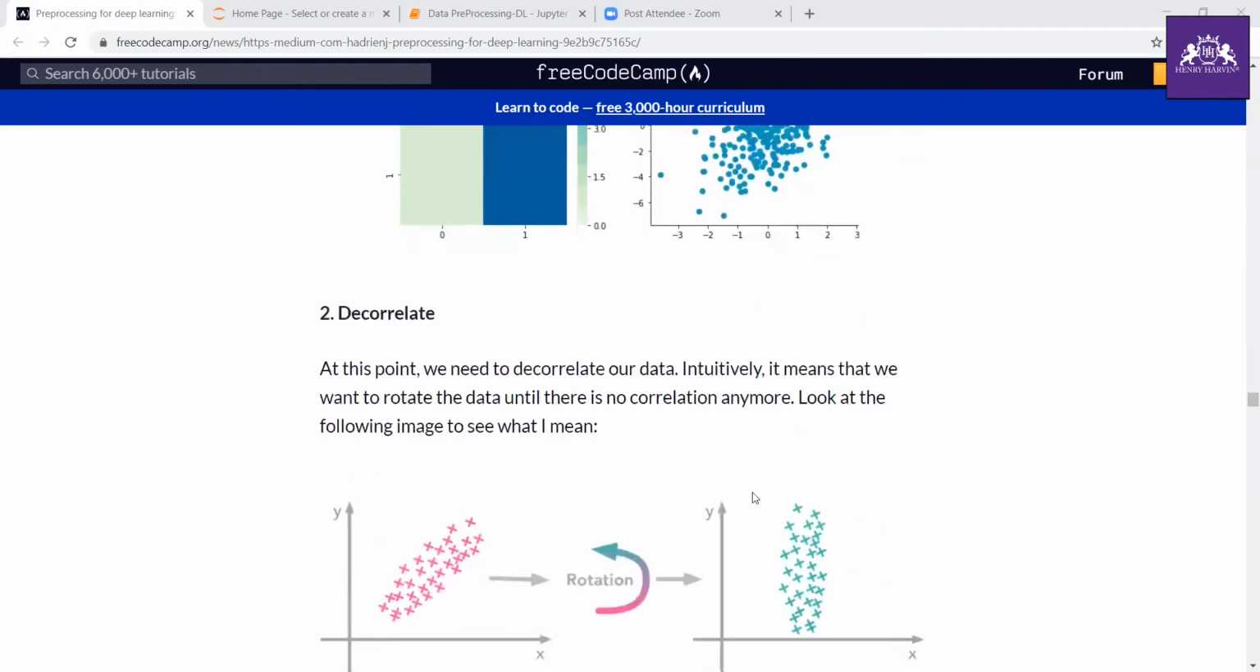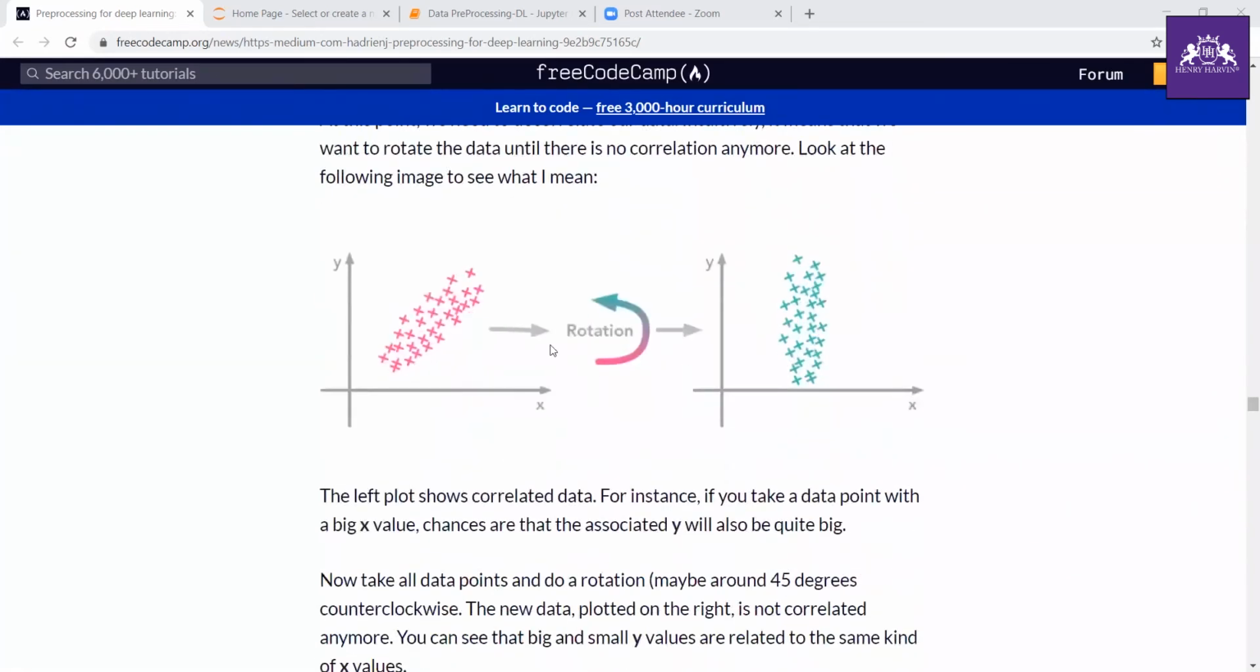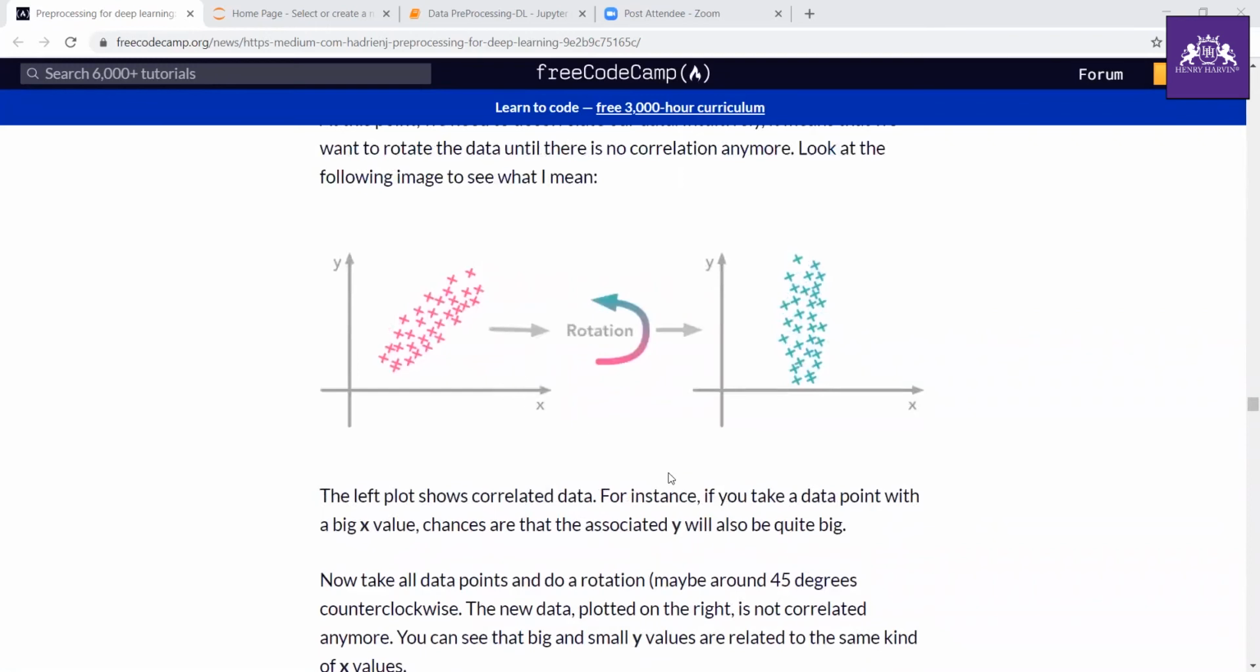Fine. So the next one is about decorrelate. Here, what we do is we need to decorrelate our data. It means that we want to rotate the data until there is no correlation anymore. So now if you look into this, this is how the data was looking like. And this plot is showing us the correlated data.